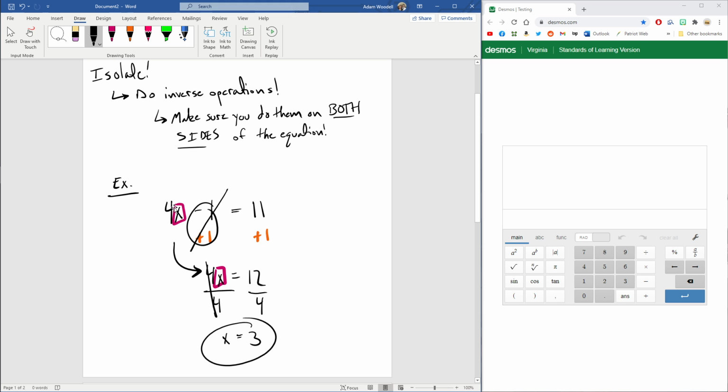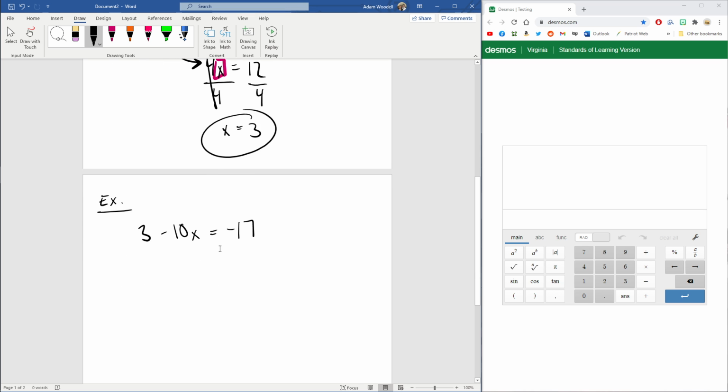So I checked if it was isolated, I did my inverse operations on both sides, and I got x is equal to 3. Sometimes you're going to find equations that have negative signs. The variable doesn't come first. You could see some with fractions, decimals, whatever. The steps are still the same.